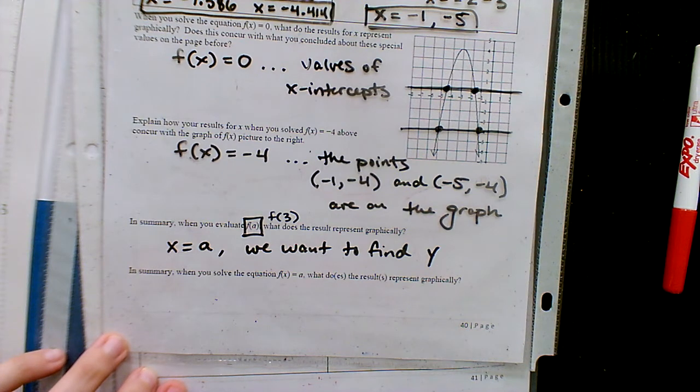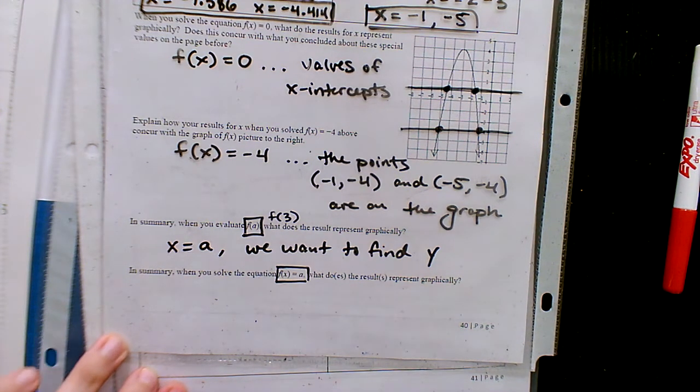Okay. On the flip side, we have a very similar notation with f's and a's and x's and things, but it looks different, so it must mean something different. This time we have f of x equals a. So what does this a number, plug in a number if you want to, what does that a represent, and what are we trying to find?